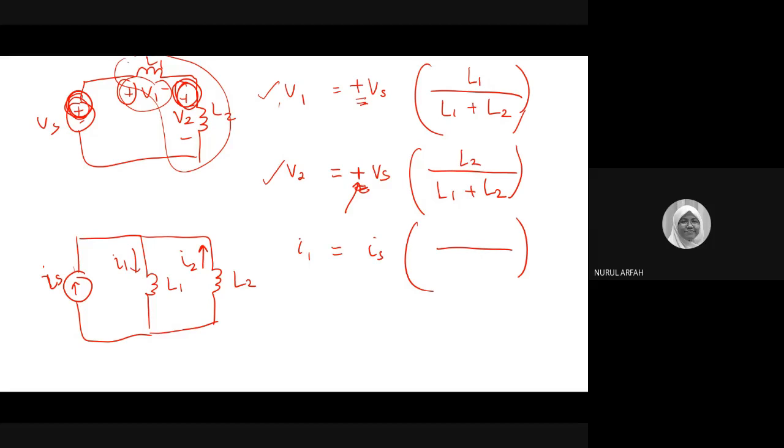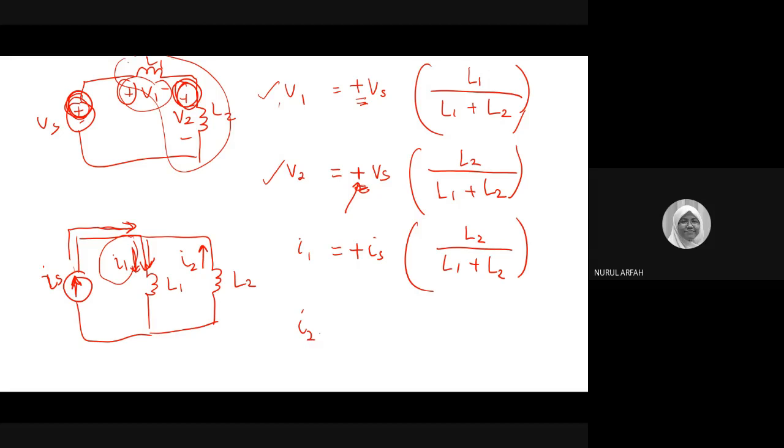You need the current source, and then this one will follow the current divider for a resistor. If this one is flowing through L1, then you need the opposite one. So this one should be L2, divided by anything in parallel, the elements in parallel. So you have L1 plus L2. What about the sign? This is going up and this is going down, meaning the current source will branch out here. So it should be positive because it follows the current direction of this.